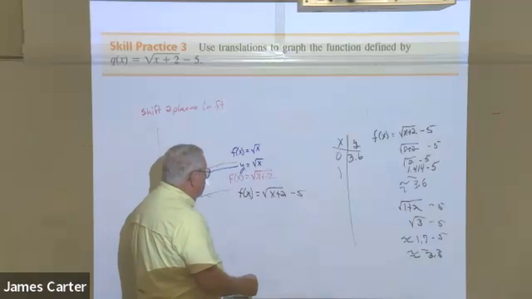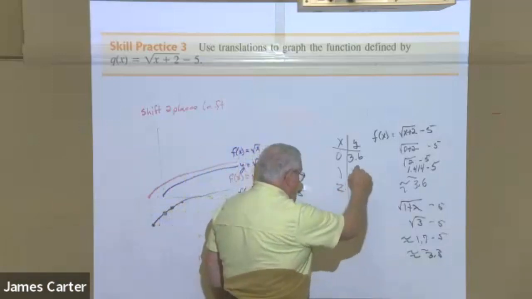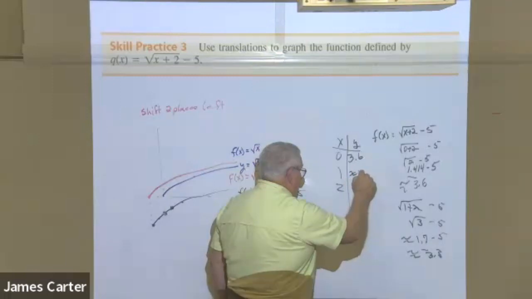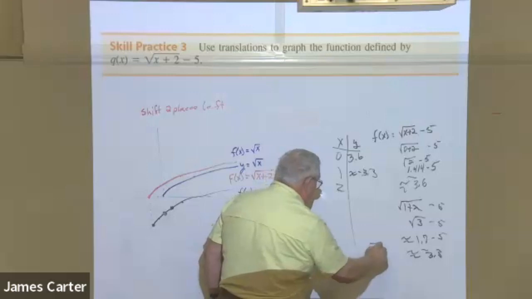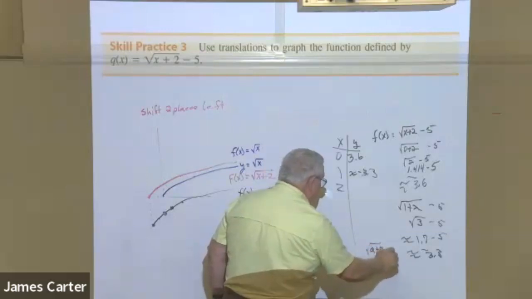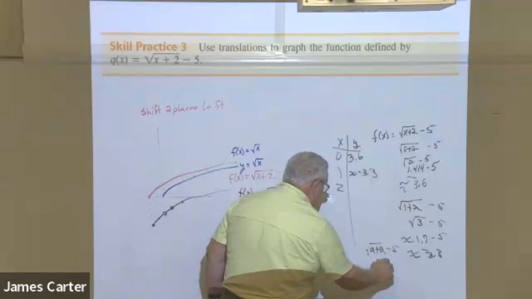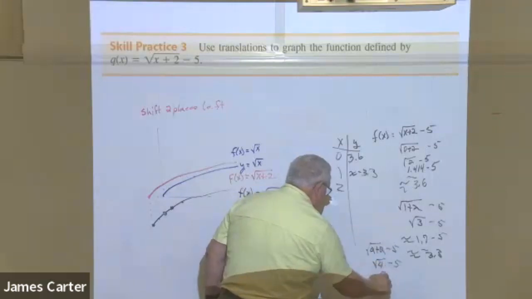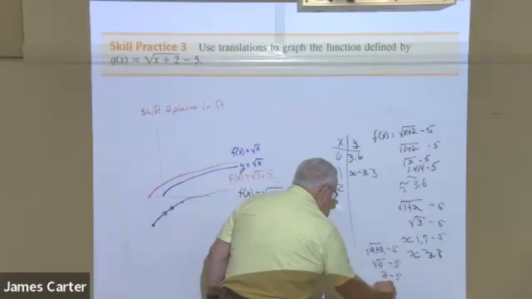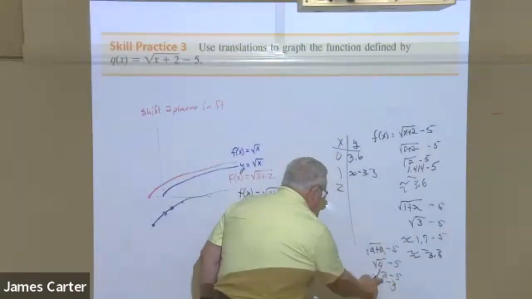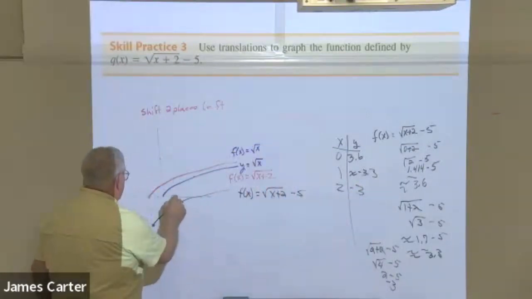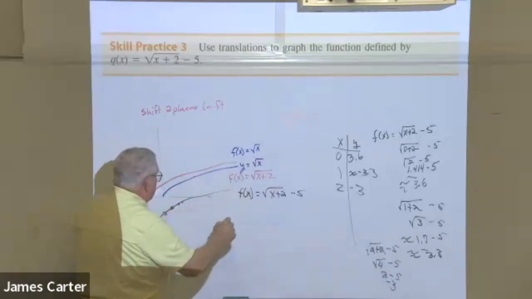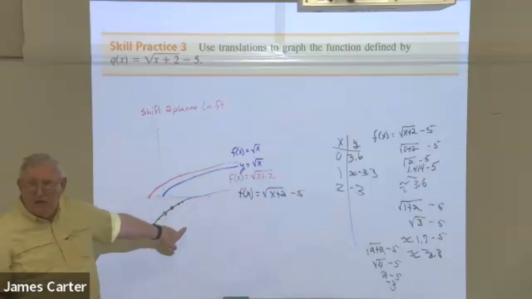Okay, if I let x be 2, then I would have square root of 2 plus 2 minus 5, which is square root of 4 minus 5, which is 2 minus 5, which is negative 3. So if x is 2, then I'm right here. And I could keep on doing that, and that would plot this graph.